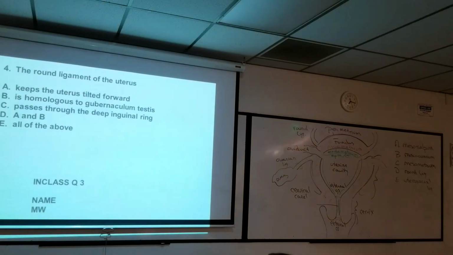All right, so question 4. The round ligament of the uterus does which of the following or is found? Choose from the answers, A and B, or all the above, or just one of them. So it keeps the uterus tilted forward. It's homologous or equivalent to the gubernaculum testis. Passes through the deep inguinal ring. I just answered that, so again, your short-term memory. You need a quick replay button on your recording. All of the above.